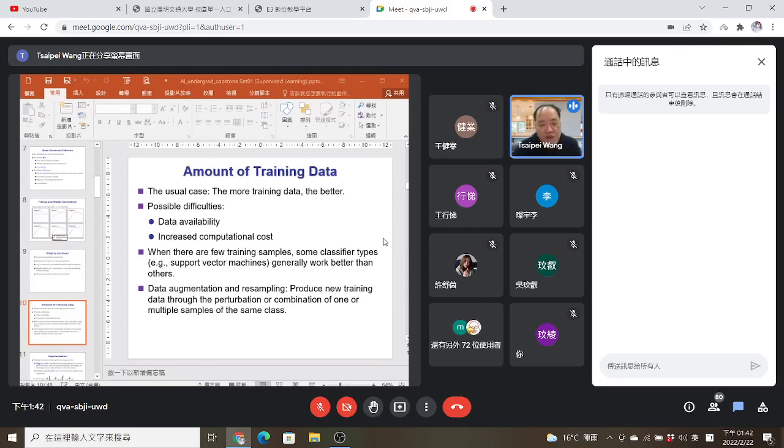So we're going to go through all of this. For amount of training data, usually when we talk about training data, the more the better. Generally speaking, that's the case. But there are two limitations. One is the availability. Some data sources are just very scarce. The other is the computational cost, because you need a lot of resources to process a huge amount of data.